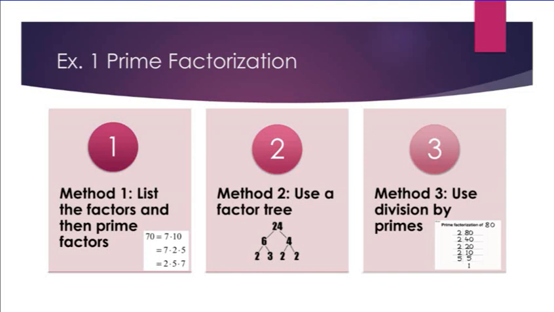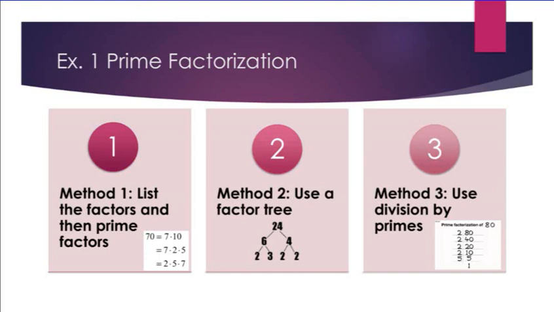So method 1 is to list the factors and then the prime numbers. So in the picture here, you have 70 and they want you to break down 70. So they broke down 70 with 7 times 10, 7 being a prime number. And then they broke down 10 with it being 2 times 5, which are both prime numbers. And you write them from smallest to largest, 2 times 5 times 7. And if you did the multiplication, it would equal 70.